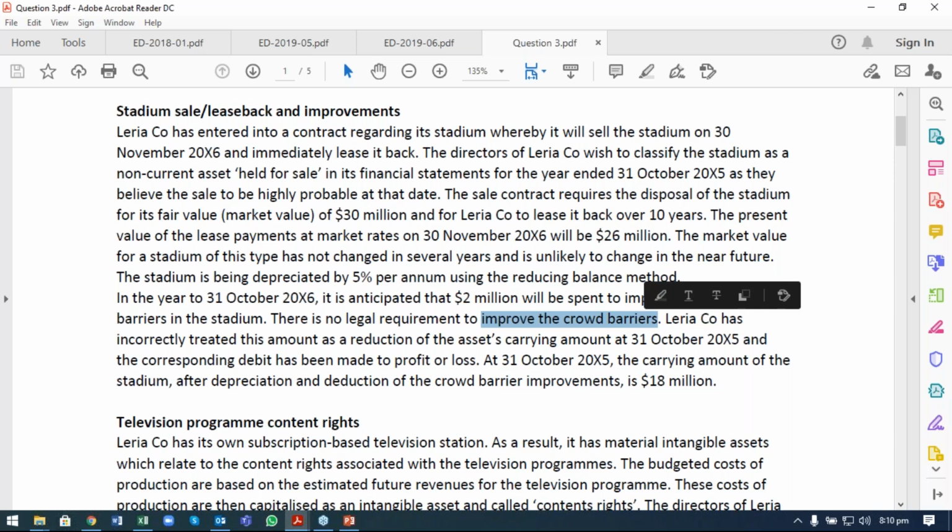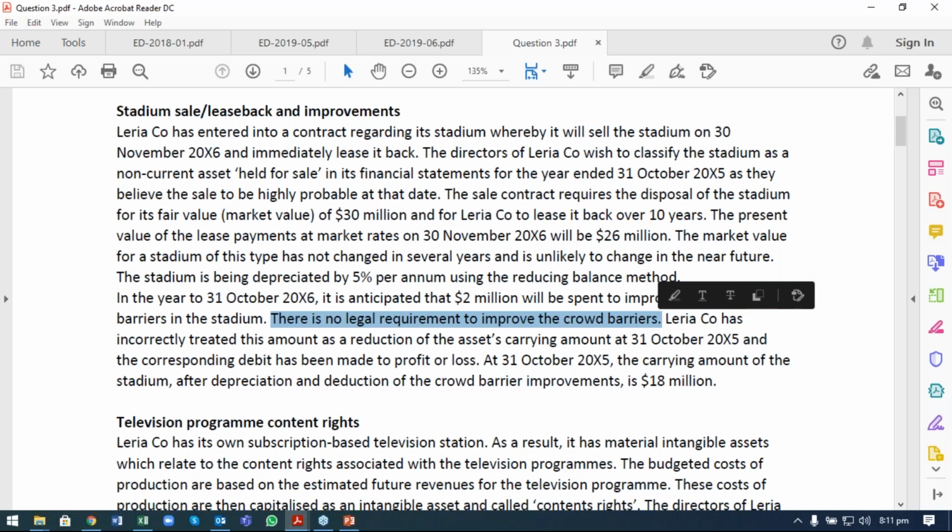So that's why the regulators have imposed a penalty on Laria company and asked them to improve it. Now, in this case, this is an indicator of impairment that shows that the crowd barriers are not up to the mark as per the legal requirement. So I would have to charge the impairment and consider the new one. But that's not the case. It's just an improvement based on the intention of Laria company rather than any legal requirement or any other constructive requirement. You can say there is no constructive or legal obligation on the company for the improvements.